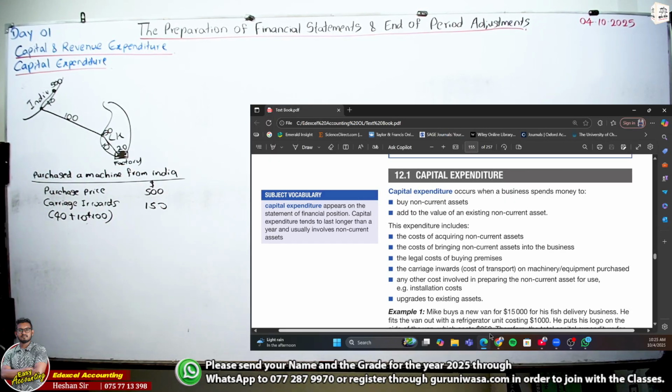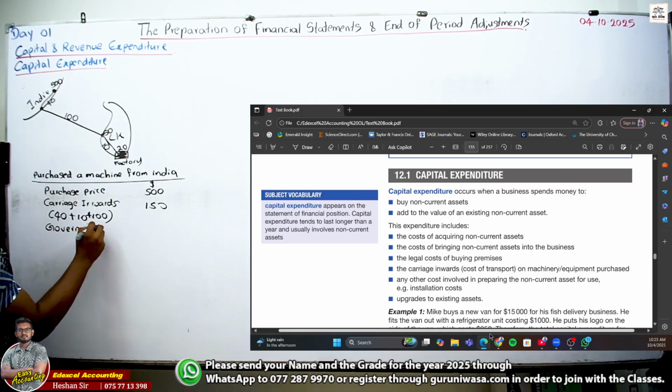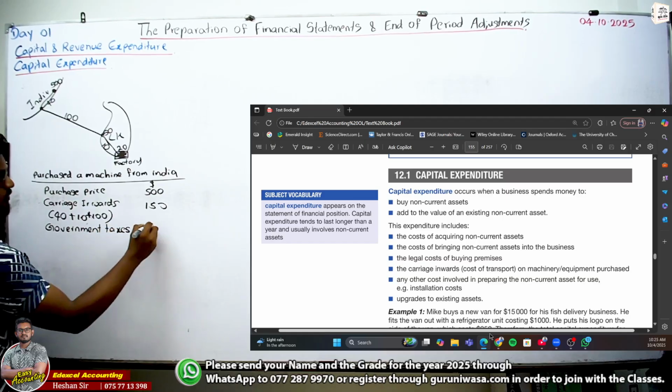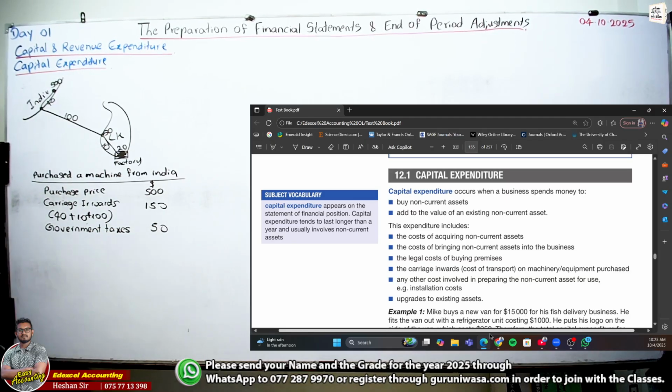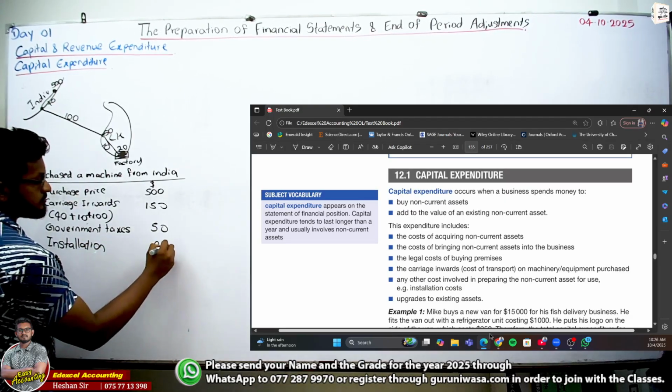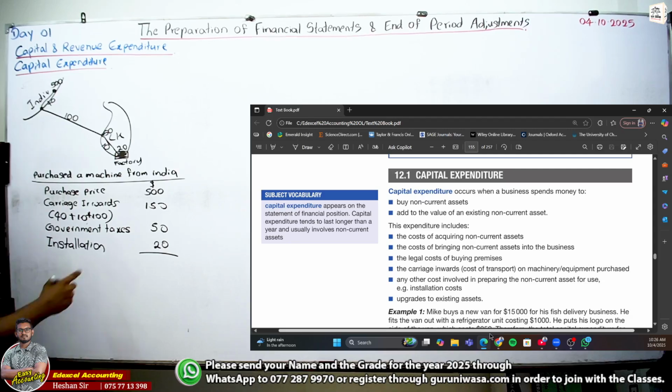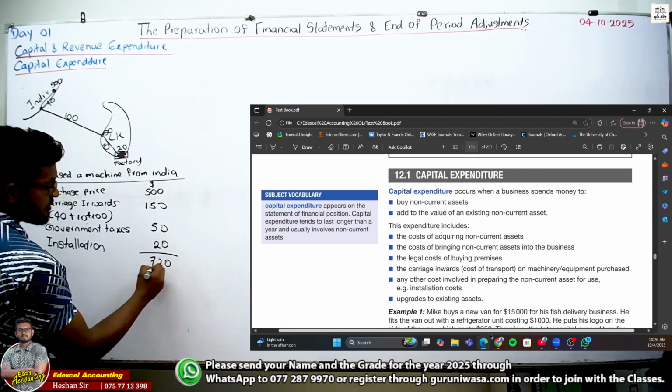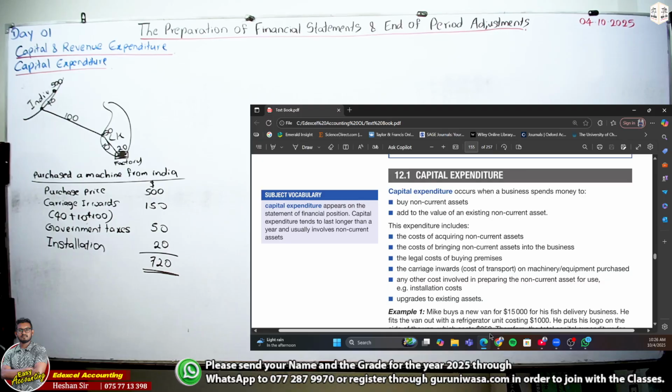Then government taxes we paid 50, right? So for installation we spend around 20. Altogether, 720 is the cost. Now this is the total machine cost.